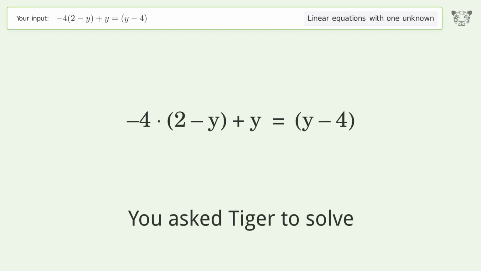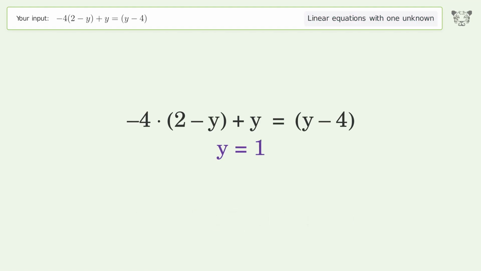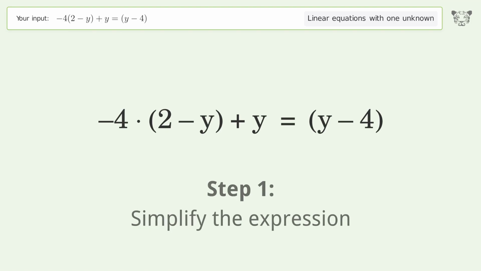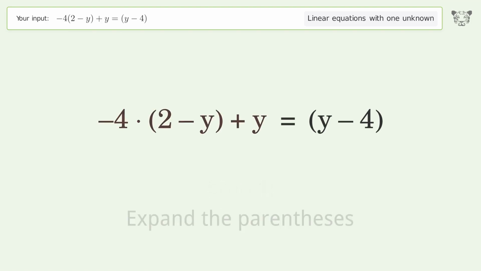You ask Tiger to solve. This deals with linear equations with one unknown. The final result is y equals 1. Let's solve it step by step. Simplify the expression. Expand the parentheses.